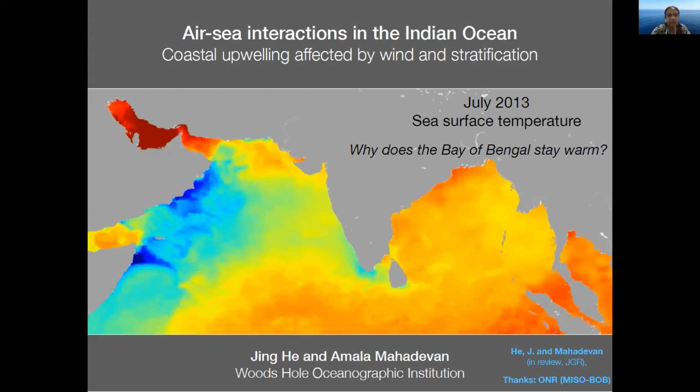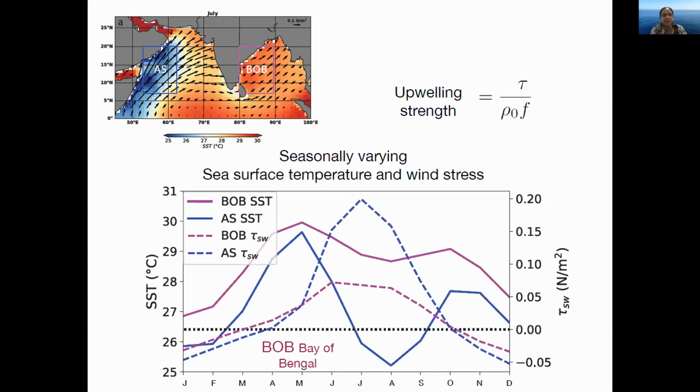So the question is, why do these two different oceans have very different sea surface temperature? The phenomenon we are looking at is coastal upwelling. When the southwest monsoon starts, the winds blow from the southwest, and you get coastal upwelling on the western side of the Arabian Sea, and you should also be seeing this in the Bay of Bengal. But the Arabian Sea is about 4 to 5 degrees cooler than the Bay of Bengal. So what's happening there? Why are we not seeing that upwelling signal in the Bay of Bengal, which should have cooled it off?